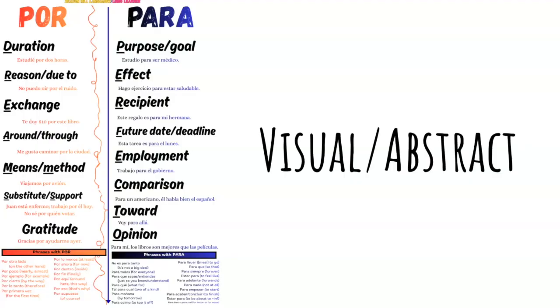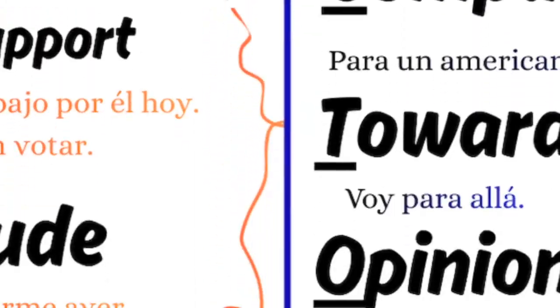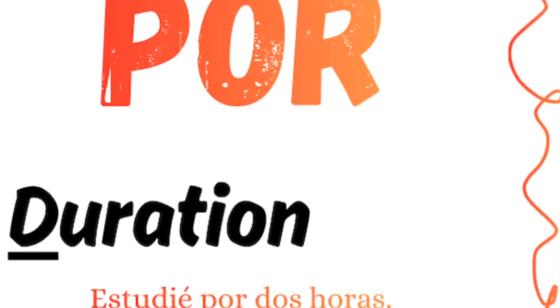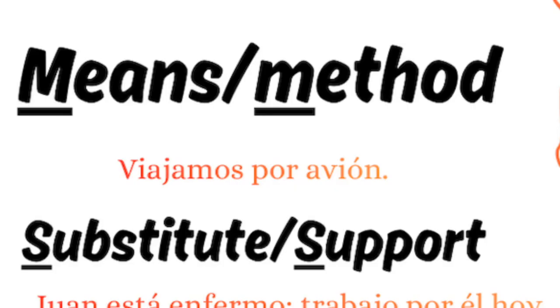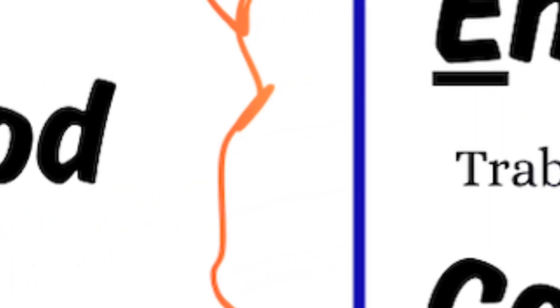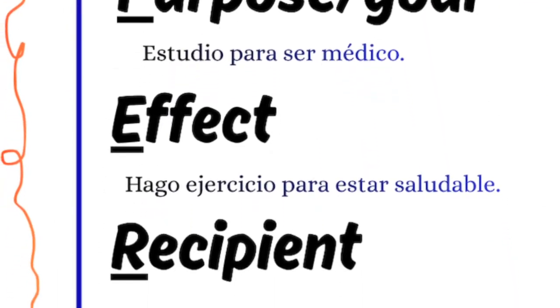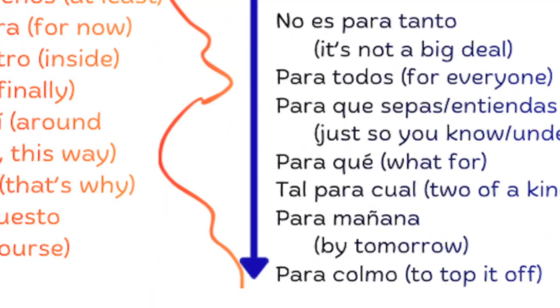This linear visual that separates the columns between por and para can help us on the abstract level. If we look at how these words are used, we see that por is about process, means, via, around, through, duration, how so. It's like por is for the journey, so that line is squiggly, loopy, indirect. On the other hand, para is more for the destination than the journey. Its usage is fairly outcome-oriented: toward, goal, deadline, recipient, like a straightforward direct line toward a destination.